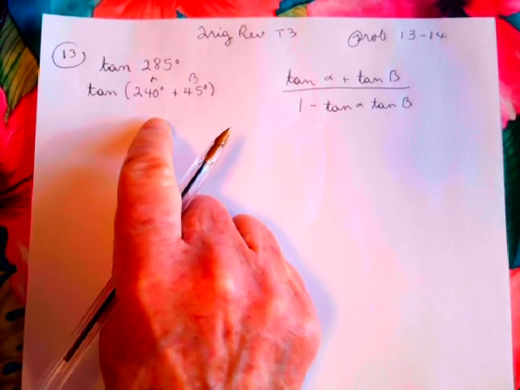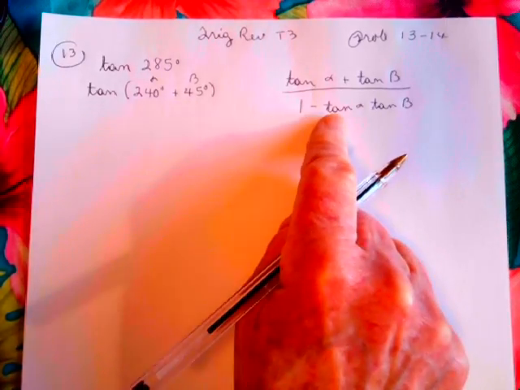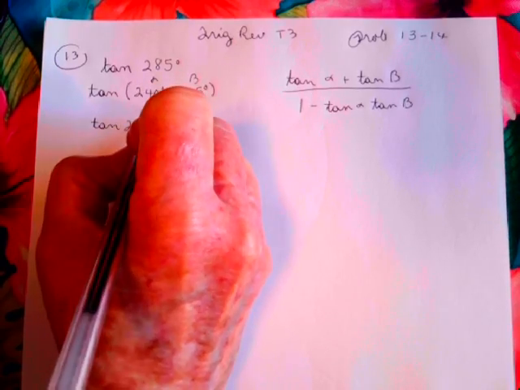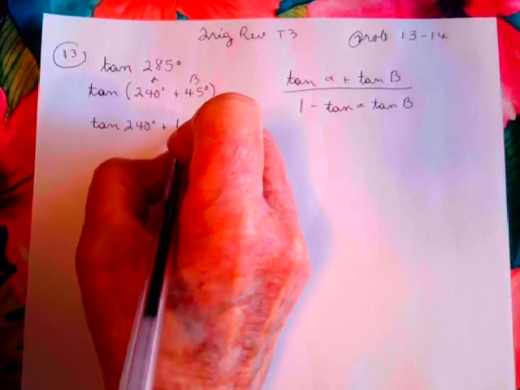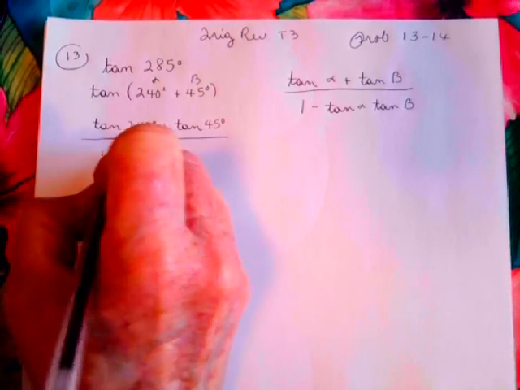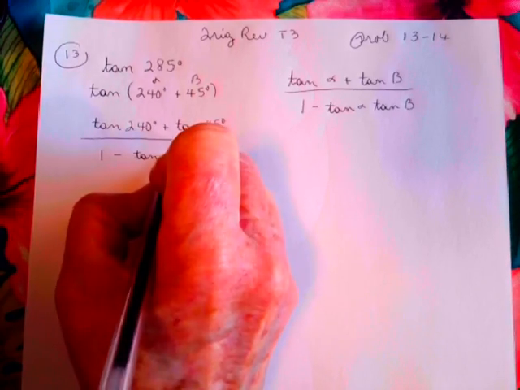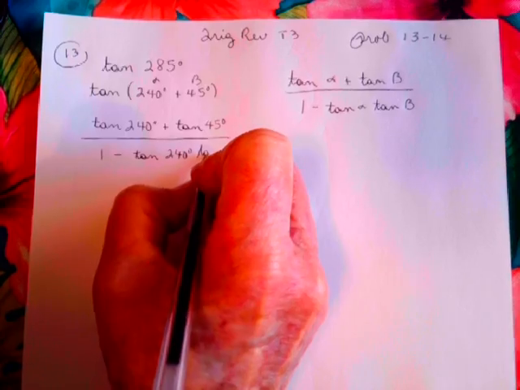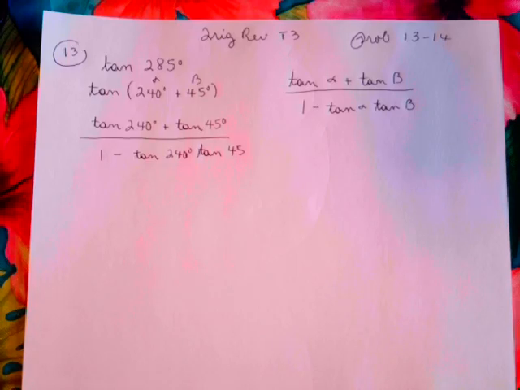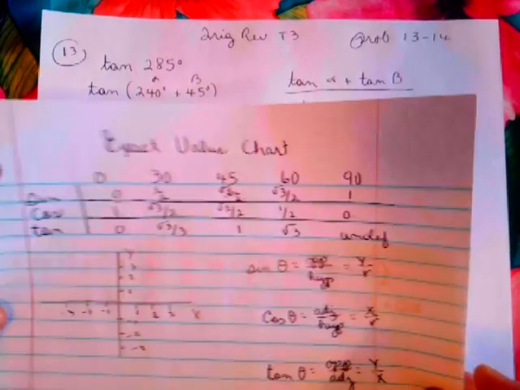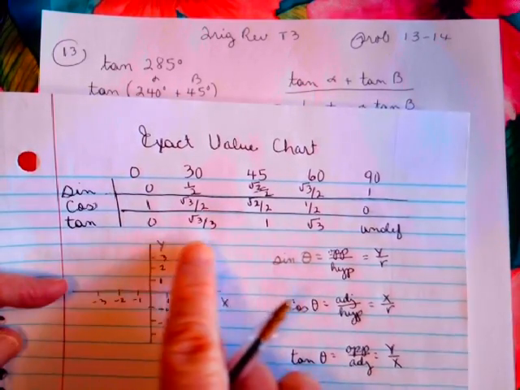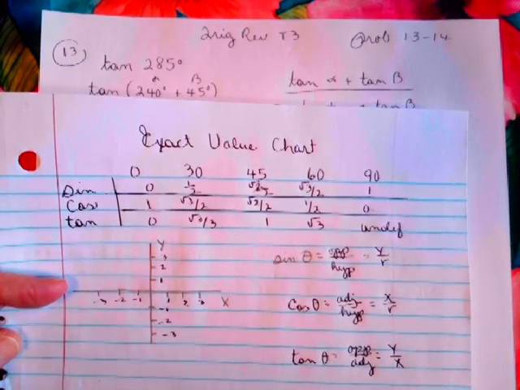So, if I substitute my values for alpha and beta into this, I have the tangent of 240 degrees plus the tangent of 45 degrees all over 1 minus the tangent of 240 degrees times the tangent of 45. The reason that I just really kind of like using the exact value chart is that it's easy to look across there and find my values for tangent.